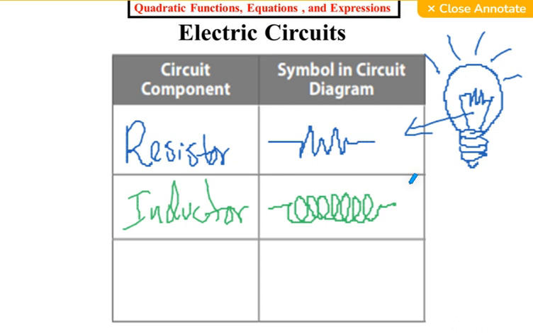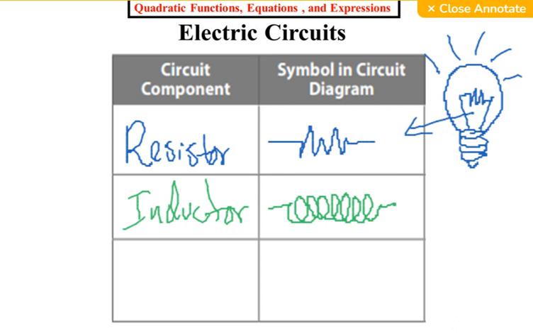Another way of putting it, have you guys been on the treadmill? Have you noticed after being on the same spot, when you get off, it feels kind of weird? Right? It creates that magnetic field. And that's why we use this symbol for inductor. Let's go! All right?